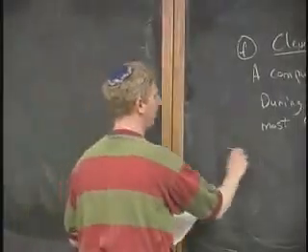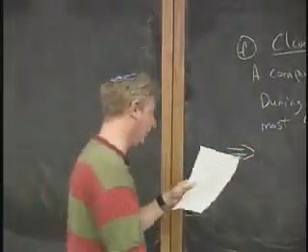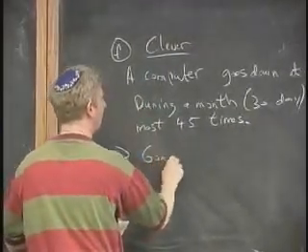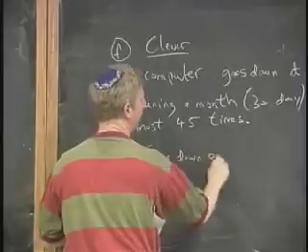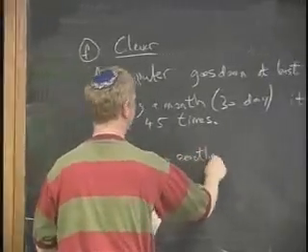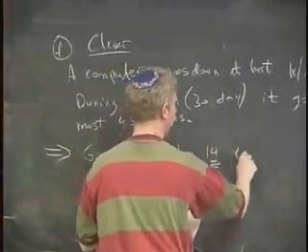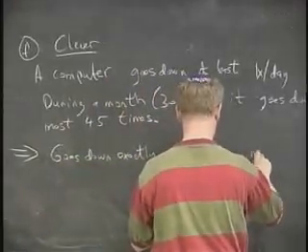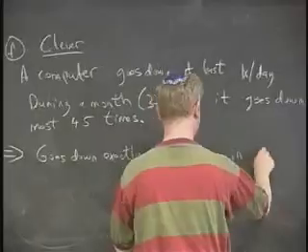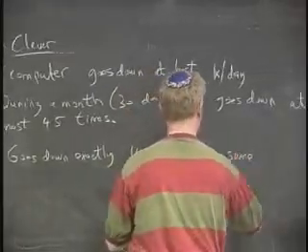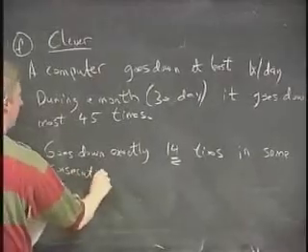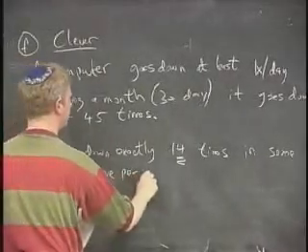Here's what we have to prove. Prove that this implies the following. It goes down exactly, not at least, but exactly 14 times in some consecutive period of days.